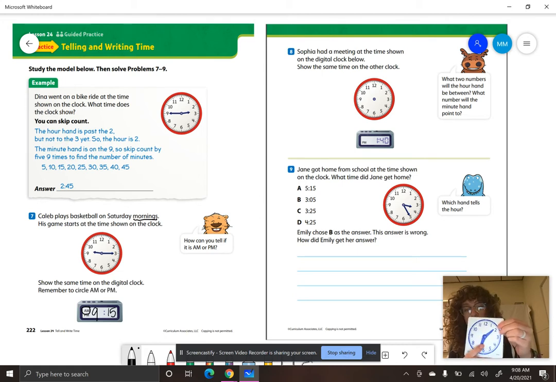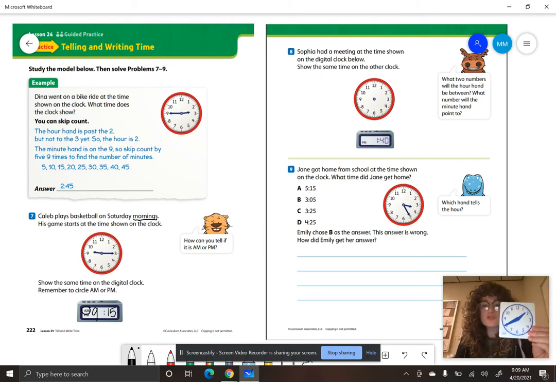But it's not passing the 2 yet until it is 2 o'clock. Then it is at the 2. So I'm going to go back to 40 minutes. And our hour hand is not right at the 1, and it's not even in the middle between 1 and 2. It's going to be closer to 2, but it is not past the 2 yet. So this would show 1:40.